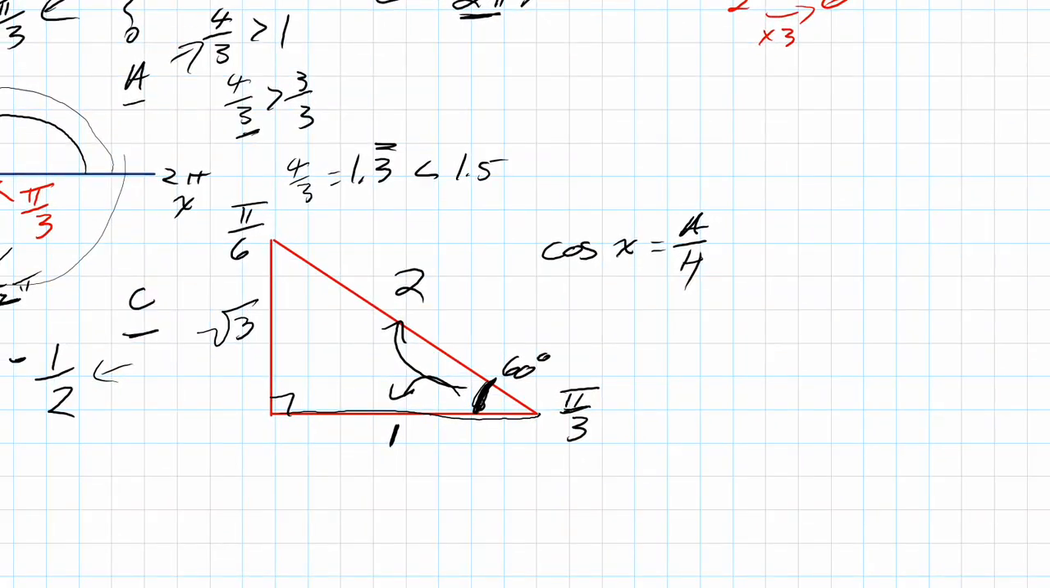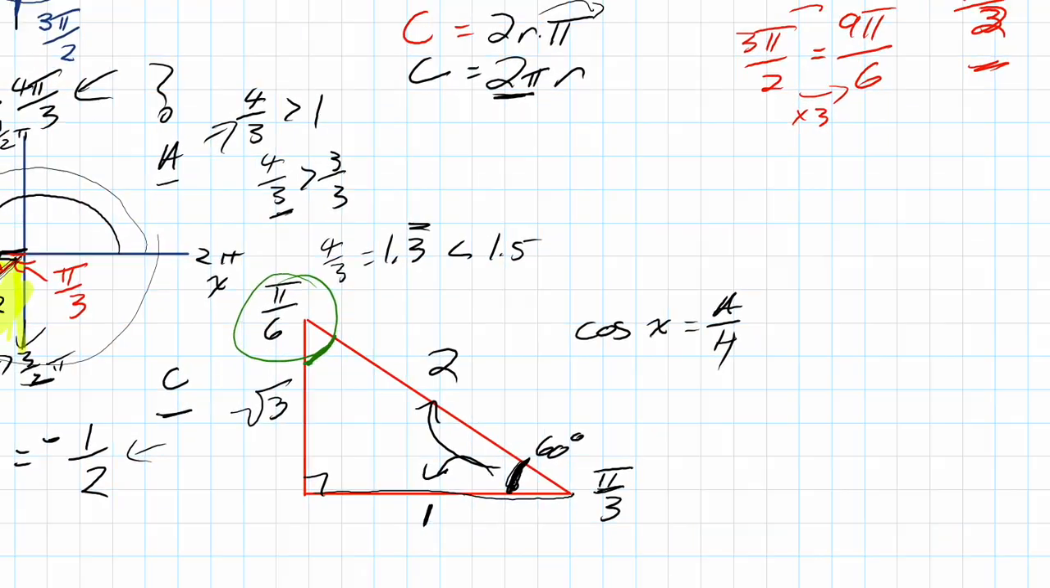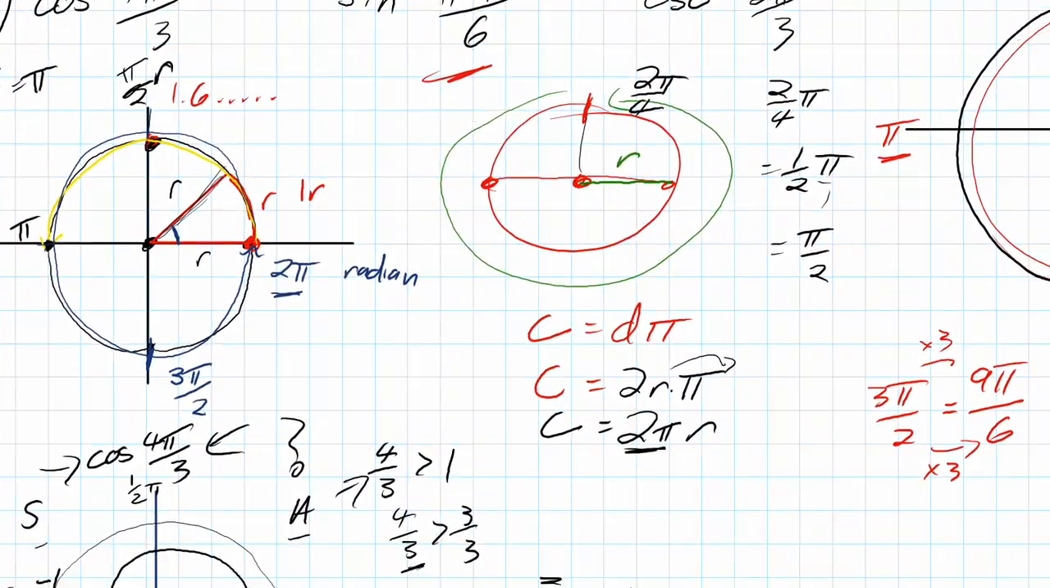Pi over 6 is over here. All right, I've already drawn it. I don't got to do too much. I just got to think of that ratio. Let's jump back. It's sine, I think. Sine, yeah, it was sine.